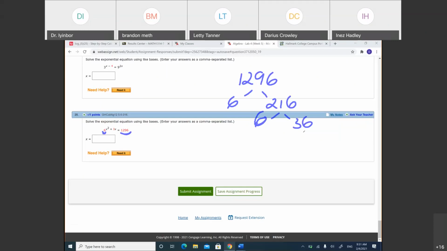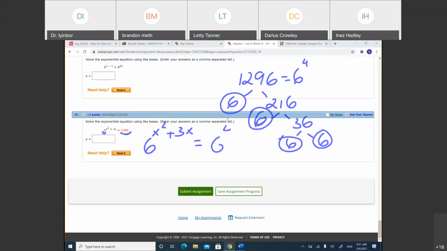And then 36 is actually 6 times 6, right? So how many times do you multiply 6 to get 1296? 4 times, right? So this number is actually 6 to the 4th exponent. So that's where you're going to start. You're going to have 6 with exponent x squared plus 3x equals 6 with exponent 4. And now because you already have the same basis, you're going to cross it out and solve this equal 4. Okay, which is a quadratic equation.